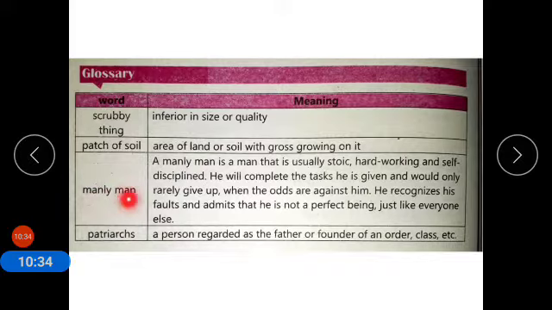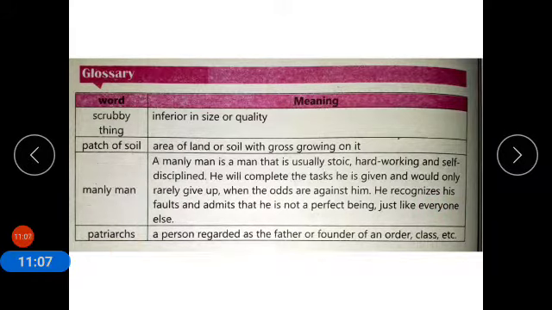Manly man. A manly man is a man that is usually stoic, hardworking, and self-disciplined. He will complete the task he is given and would only rarely give up, leave a task, when the odds are against him. He recognizes his faults and admits that he is not a perfect being, just like everyone else.